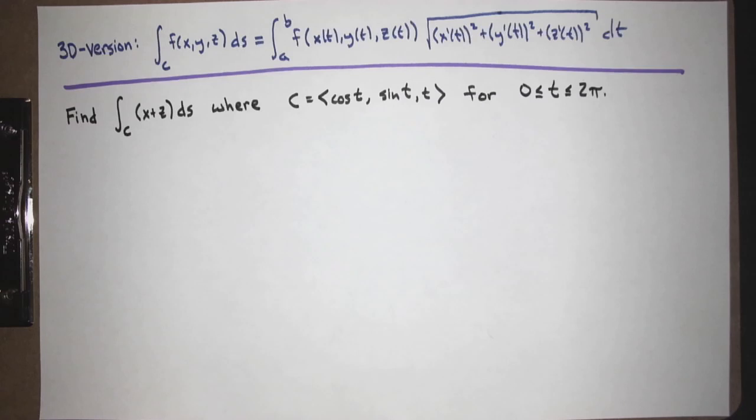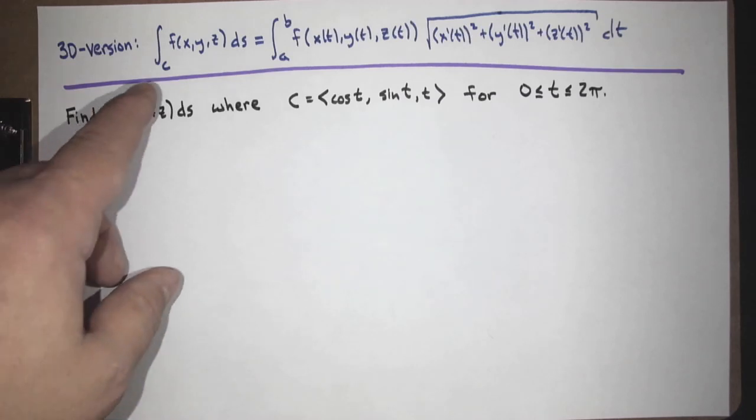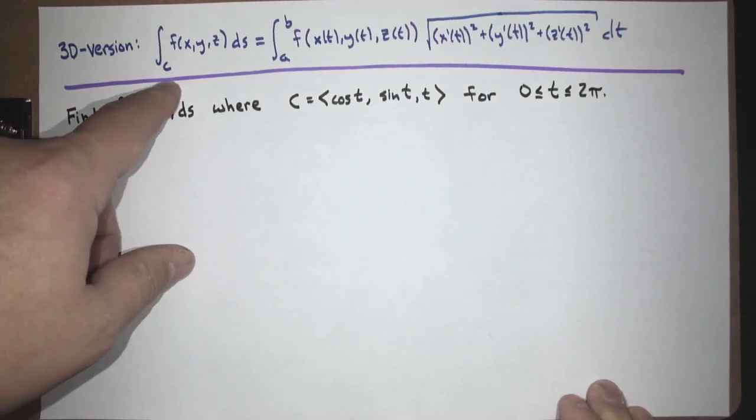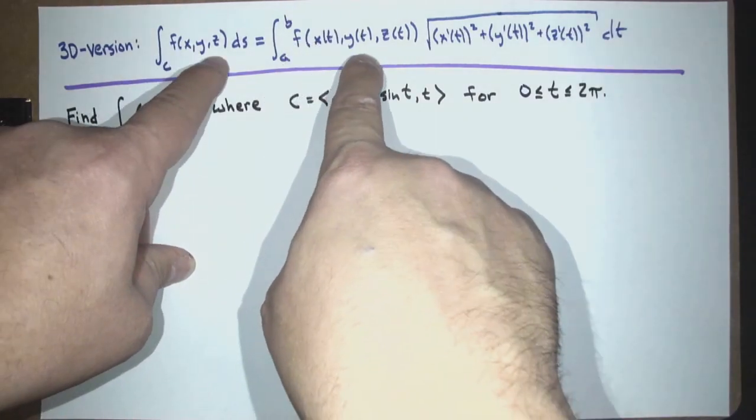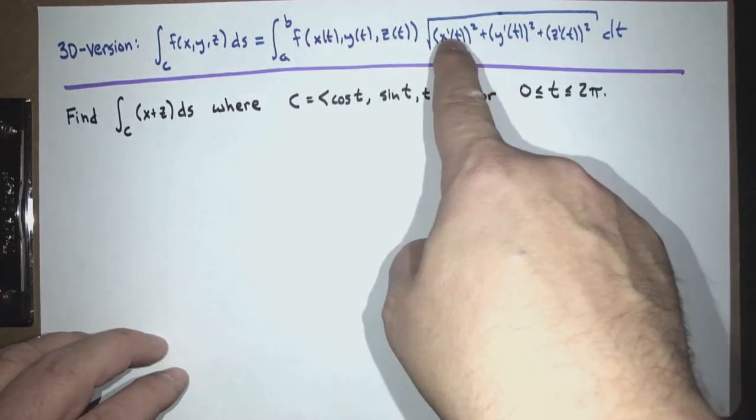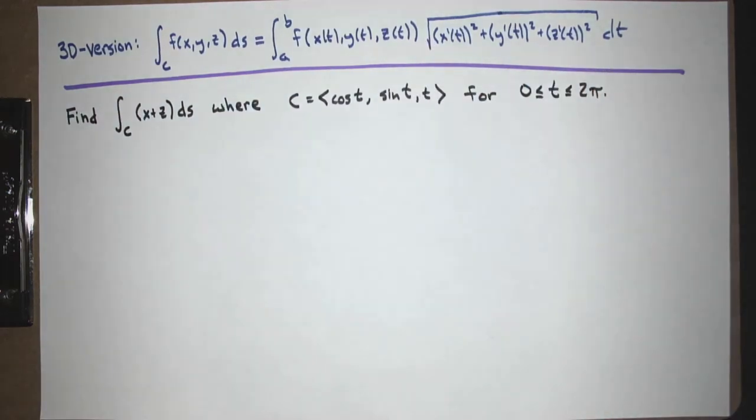So it can be thought of as, I'm trying to find the mass of a wire, as one example. So what do we do? The same thing. You rephrase this in terms of a parameterization for C. So then everywhere you see x, y, z, you put in the corresponding part of the parameterization. The ds is the same kind of thing we had for arc length for a 3-dimensional curve. All right. So here's the problem. Find the integral along C of x plus z ds, where C is cosine t, sine t, t, and t goes from 0 to 2 pi.